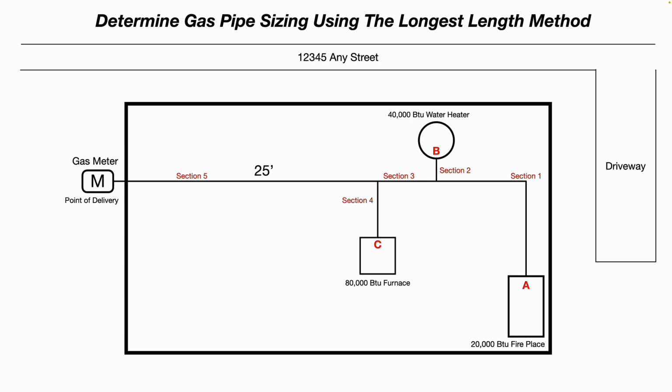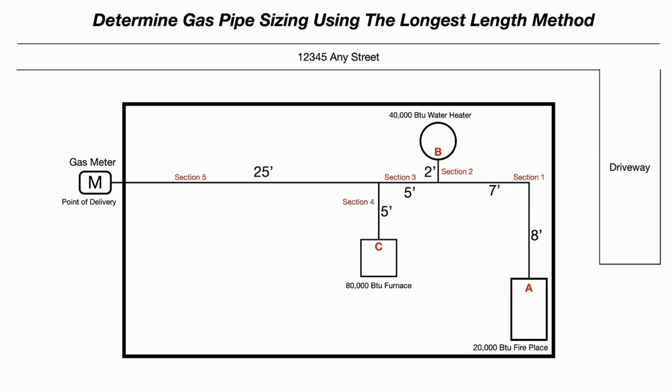Section 5 is 25 feet long. Section 4 is 5 feet. Section 3 is 5 feet. Section 2 is 2 feet. Section 1 is a total of 15 feet. 7 plus 8 feet equals 15 feet.